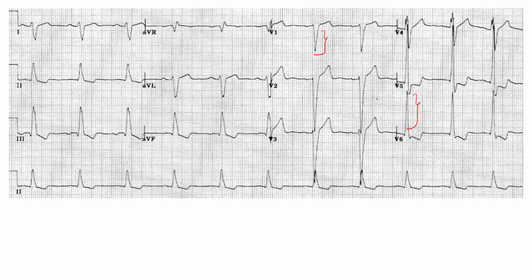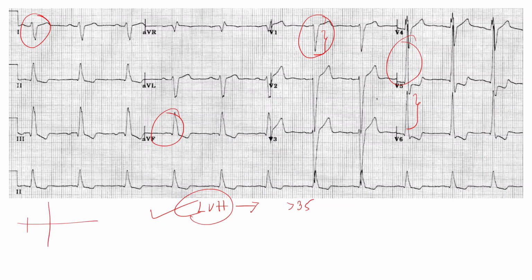So if you put the voltage criteria for LVH, that means S wave in V1 and R wave in V5 or V6, you can definitely appreciate that this is more than 35, and that is satisfying LVH, left ventricular hypertrophy. Now in this ECG, if you look at the axis, you can see lead 1 is negative and aVF is positive. That means it is right axis deviated. So axis is right axis.